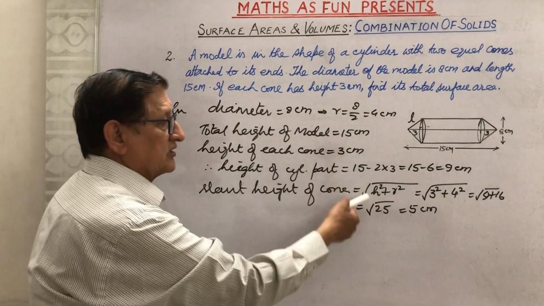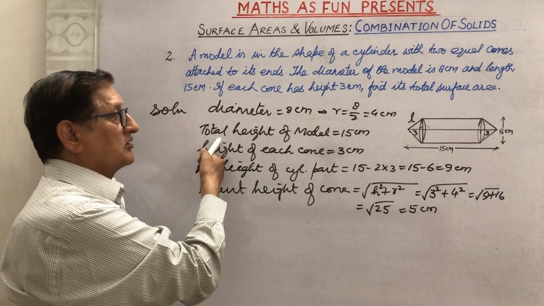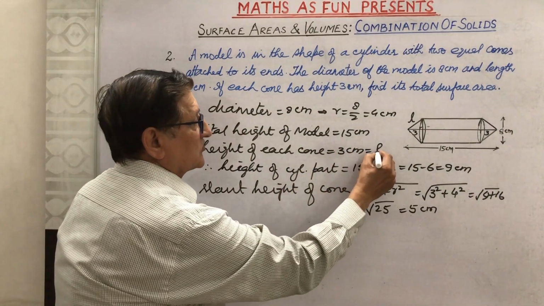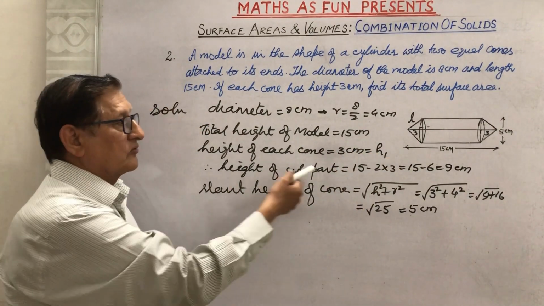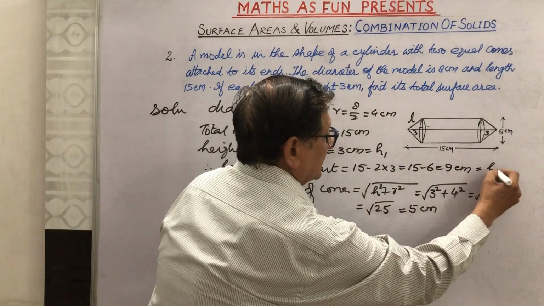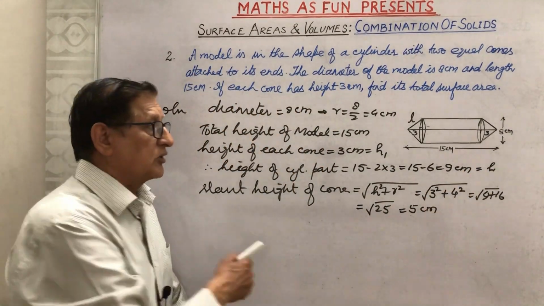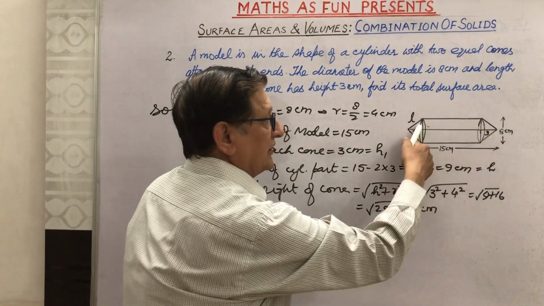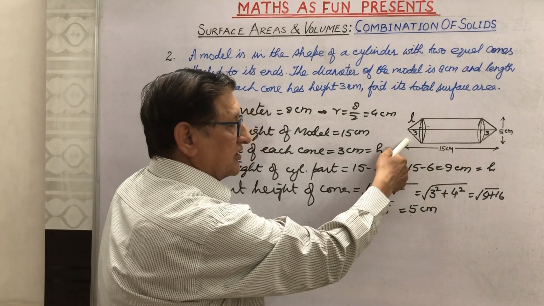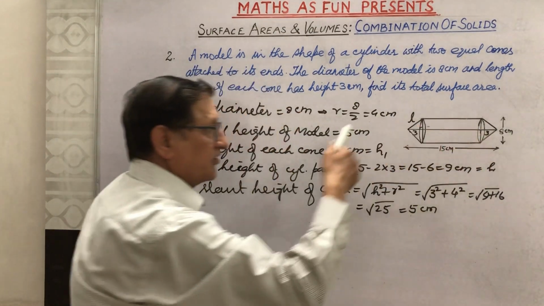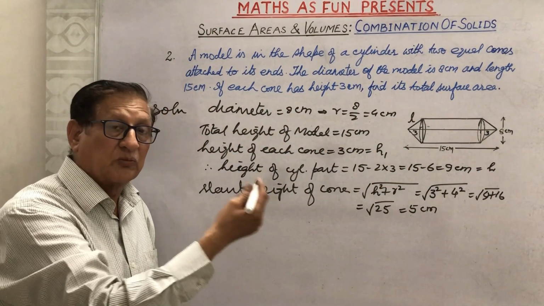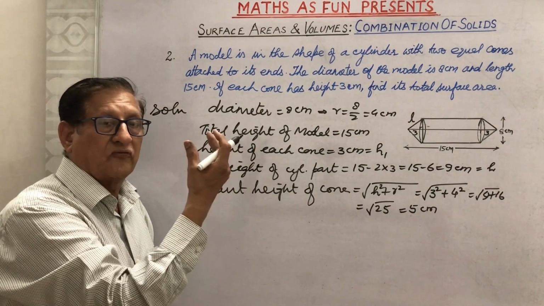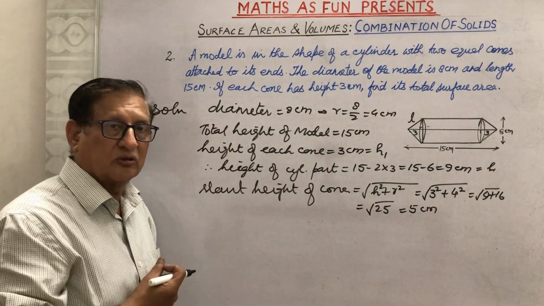Now after finding all these, we can write the height of the conical part, suppose h1, and the height of the cylindrical part, suppose h. Then the total surface area of this model will be curved surface area of the cylinder plus curved surface area of this cone plus curved surface area of this cone. And since both the cones are equal, we can write twice the curved surface area of one cone.